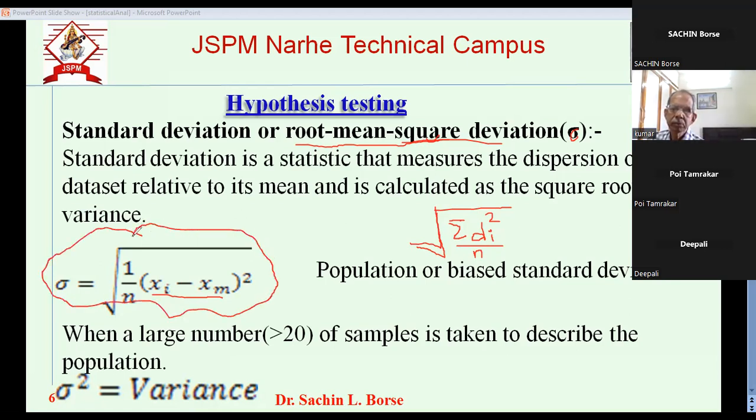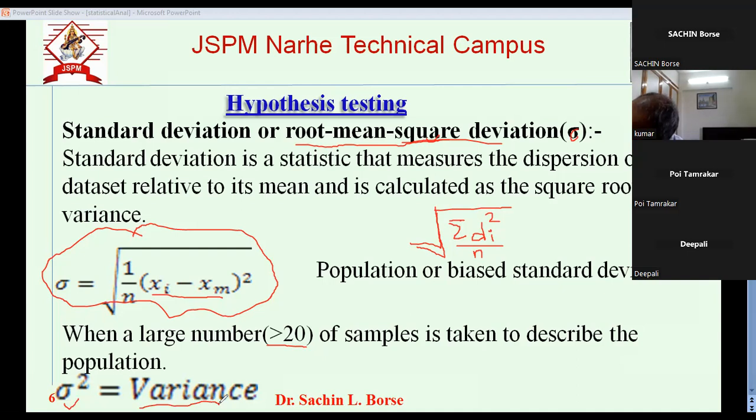So this standard deviation formula is applicable for a population, generally when the number of readings is more than 20. And the square of sigma is called variance. Square of sigma is called variance.